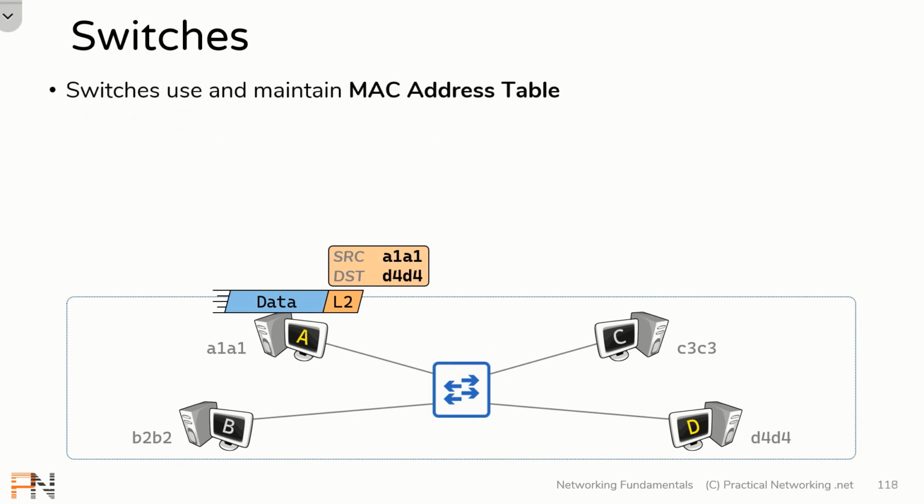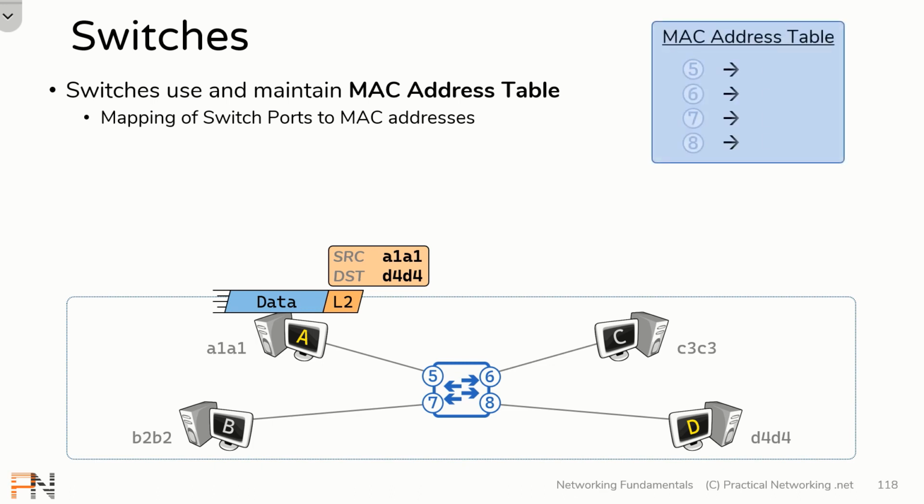Switches use and maintain a MAC address table. A MAC address table is a mapping of switch ports to MAC addresses. Each of the hosts in our topology are plugged into this switch in a particular port. For instance, host C is plugged into port 6. Now, every different switch out there uses different numbering schemes for their ports. For the sake of illustrations, I'm just going to use these numbers 5, 6, 7, and 8.